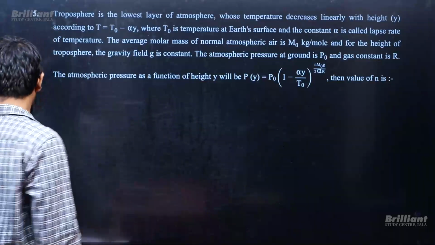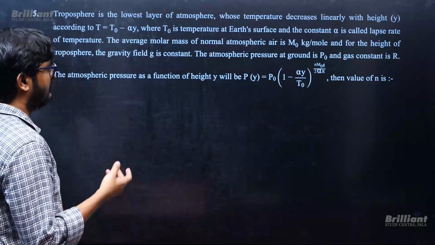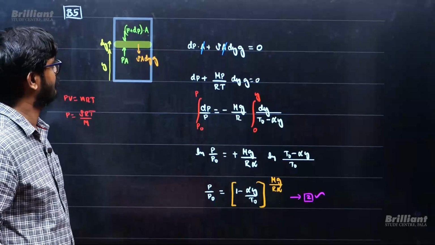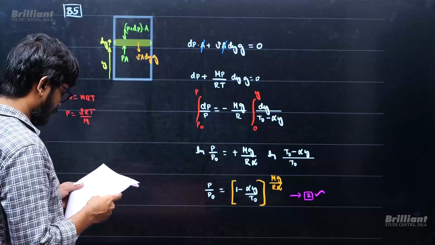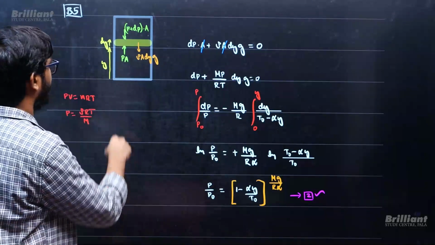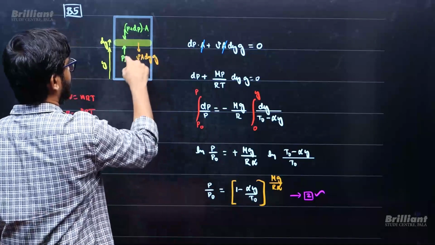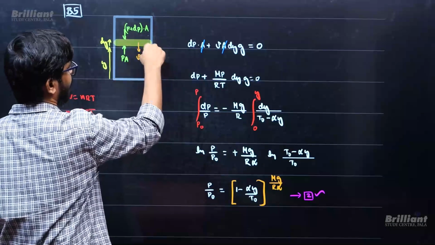A similar question came in one of your exams recently. It's a straightforward question, if you have seen it before. You need to find the pressure variation. So what you will be doing is taking some element and writing net force equals 0, with the pressure force and the weight.